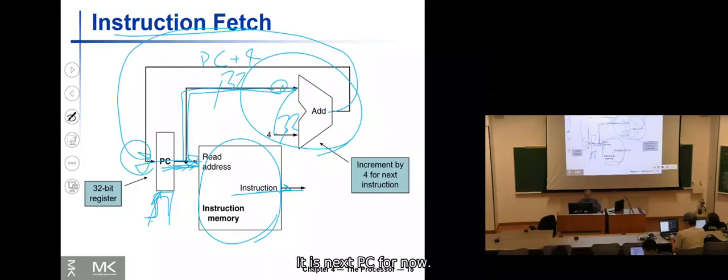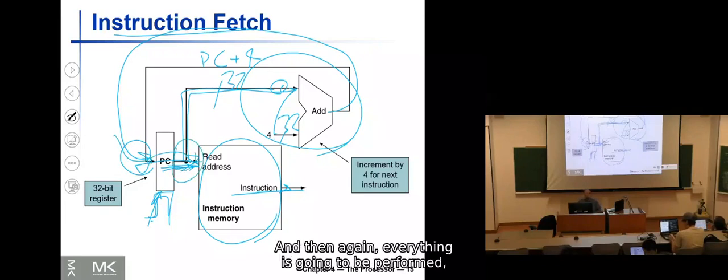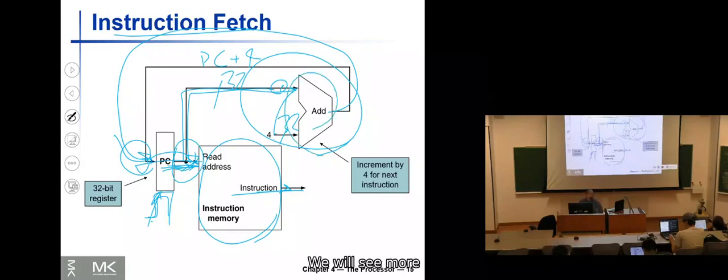It is the next PC for now. As soon as the clock comes, this becomes the current PC. The next PC, which was here, becomes the current PC after the clock. And then again, everything is going to be performed. But here you see the path, the delay that we have is just this adder, which is not much. We will see longer paths later, which generate more delay. Okay.